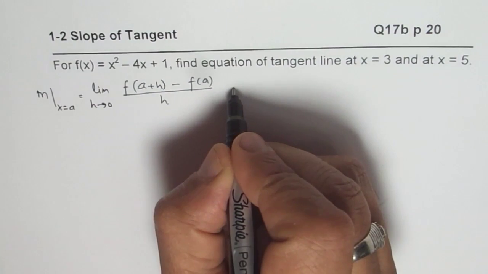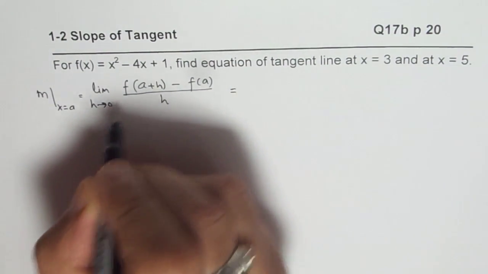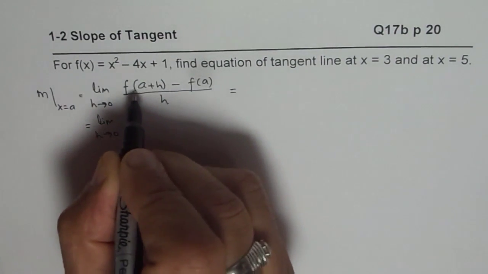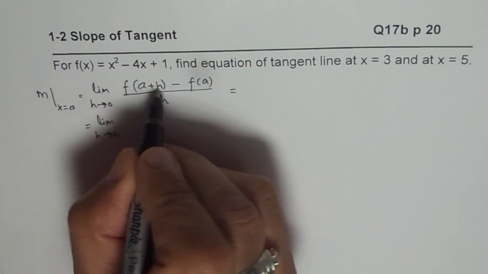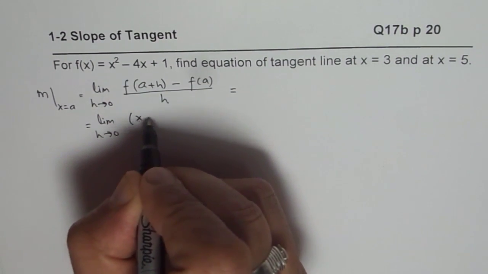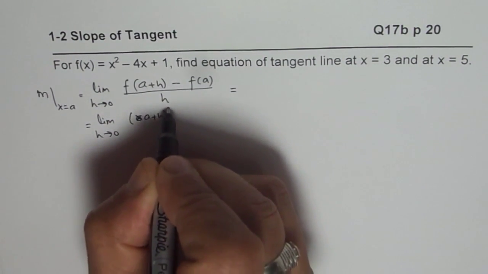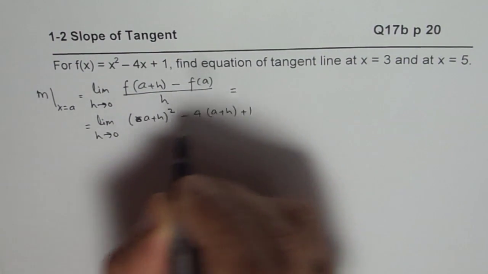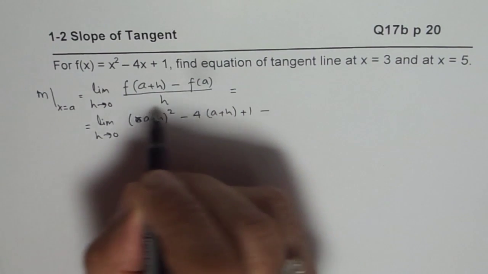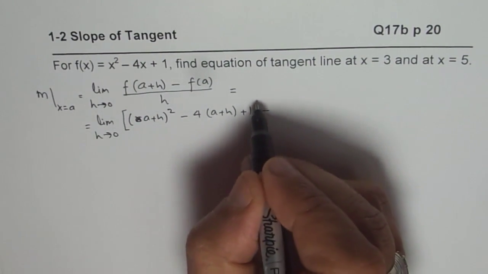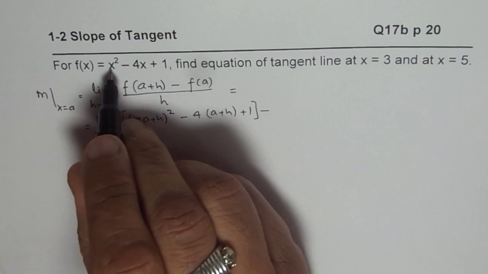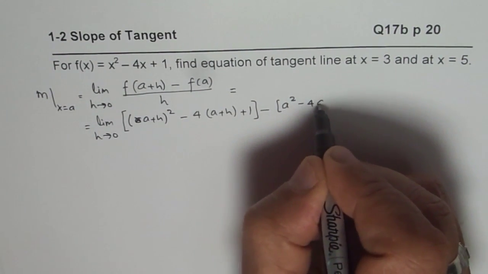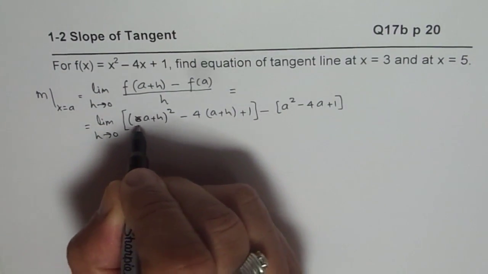So we can now write this as, let's do it here, the limit h approaches 0. A plus h means we'll replace x with a plus h. So we get a plus h whole squared minus 4 times a plus h plus 1, so this is f of a plus h, minus f of a, in brackets, that means replace x with a. So we get a squared minus 4a plus 1, divided by h.